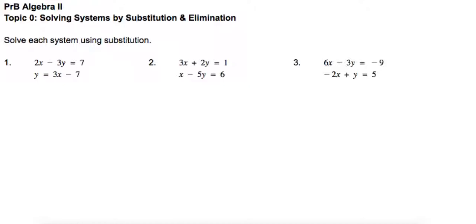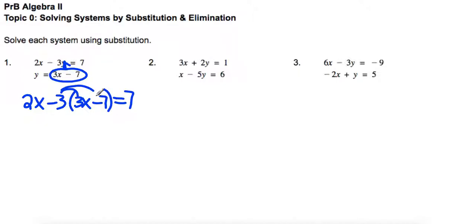we're working on. So when we do substitution, we need one of the equations to be solved for a variable. So you can see this second equation is already solved for y in number 1. So what we're going to do is take all of this stuff and plug it in for y right up there. So that first equation is now 2x minus 3x minus 7 equals 7. And now we're just going to solve this.